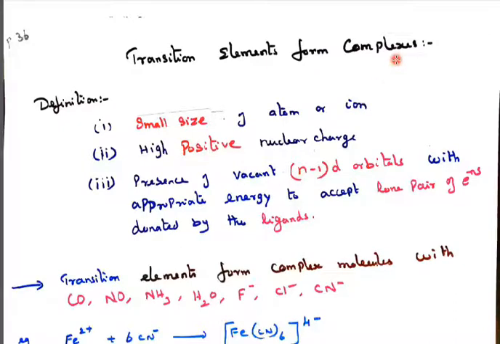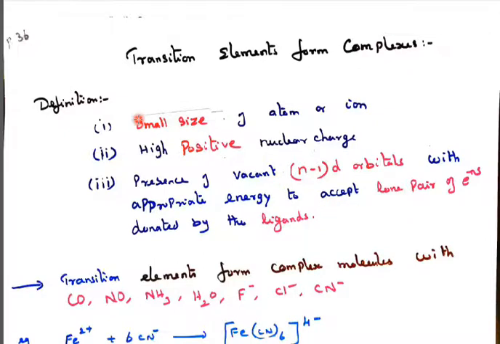Complexes, as I already said in our coordination lesson, means the central metal ion will accept the lone pair of electrons from the ligands. Those that donate the lone pair of electrons are called Lewis bases, and those that accept the lone pair of electrons are called Lewis acids. So the central metal atom accepts the lone pair of electrons, so it acts as a Lewis acid, and the ligands are donating the lone pair of electrons to the central metal atom. They are called Lewis bases, so they form complexes.